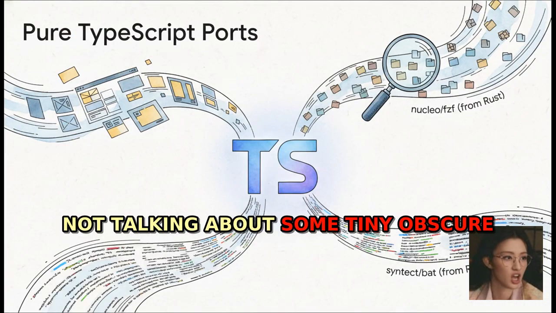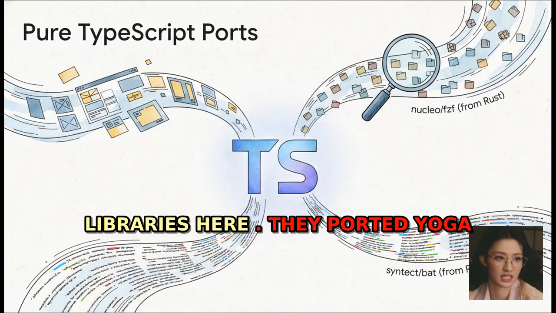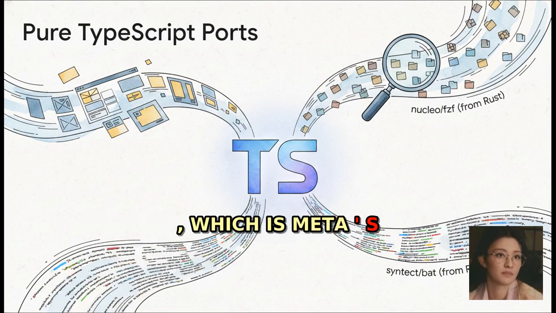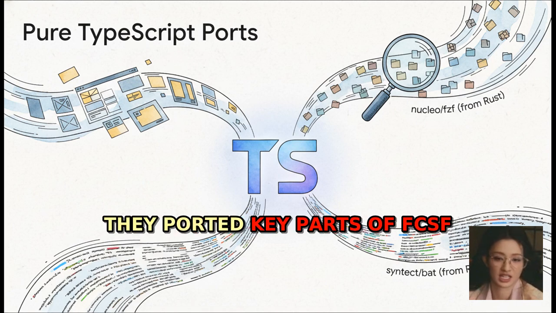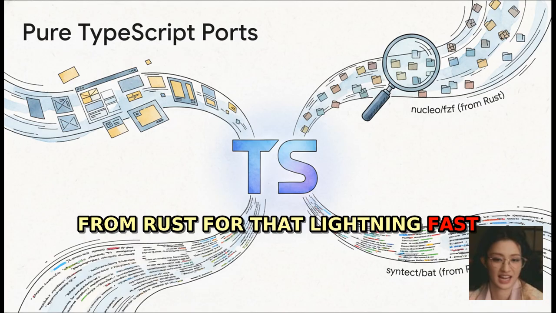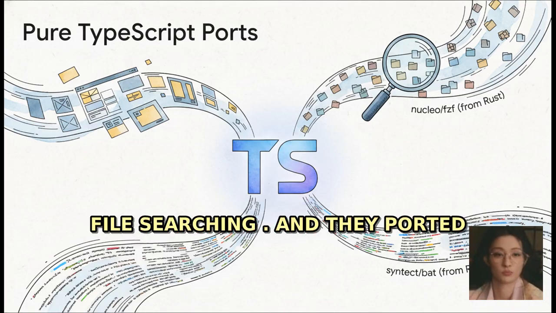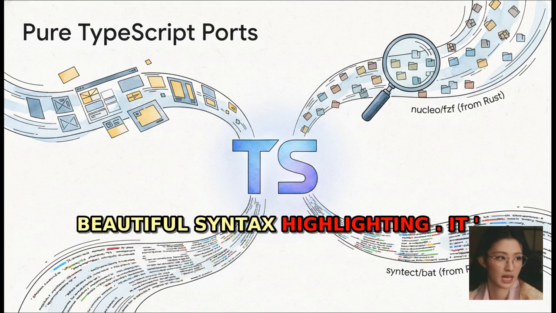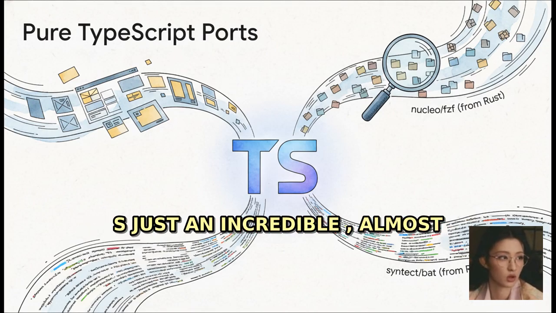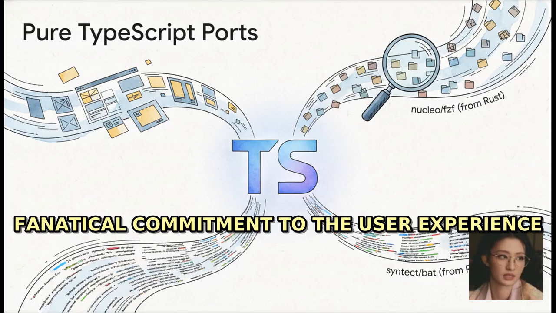And we are not talking about some tiny, obscure libraries here. They ported Yoga, which is Meta's C++ layout engine, just to handle the UI. They ported key parts of FZF from Rust for that lightning-fast file searching. And they ported parts of bat and Syntect, also from Rust, to do all the beautiful syntax highlighting. It's just an incredible, almost fanatical commitment to the user experience.